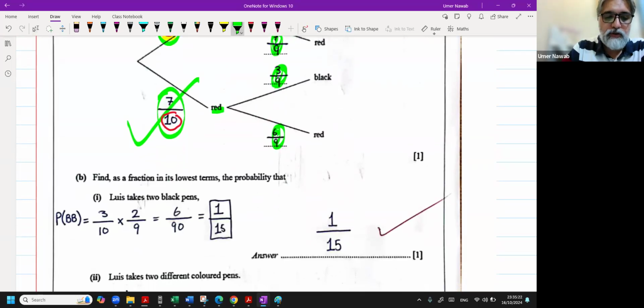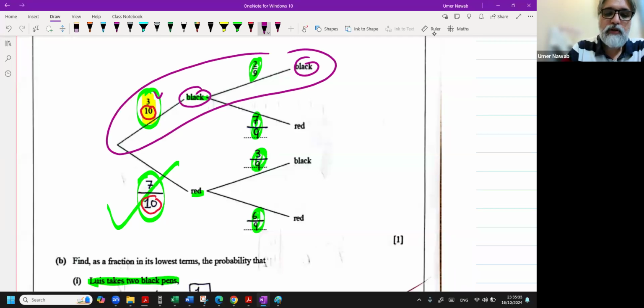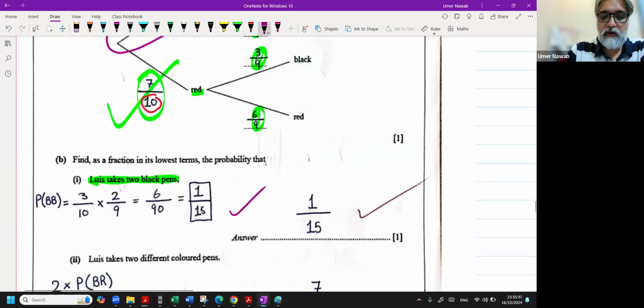First question is two black pens. So two black is this and this. So you need to move along the branch. 3 over 10 times 2 over 9 will give you the answer.